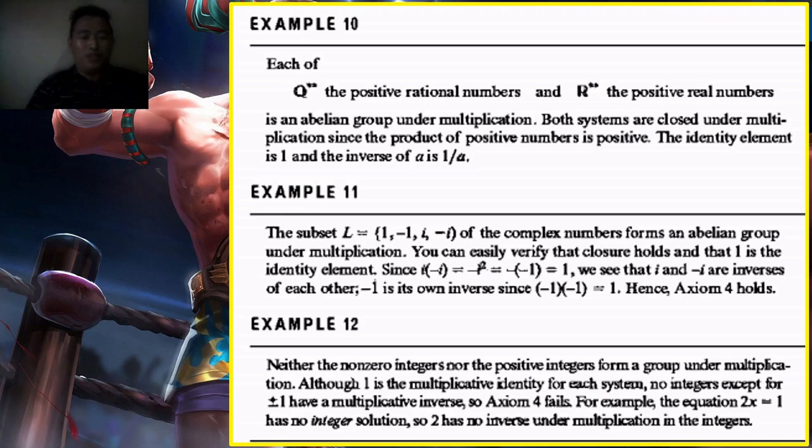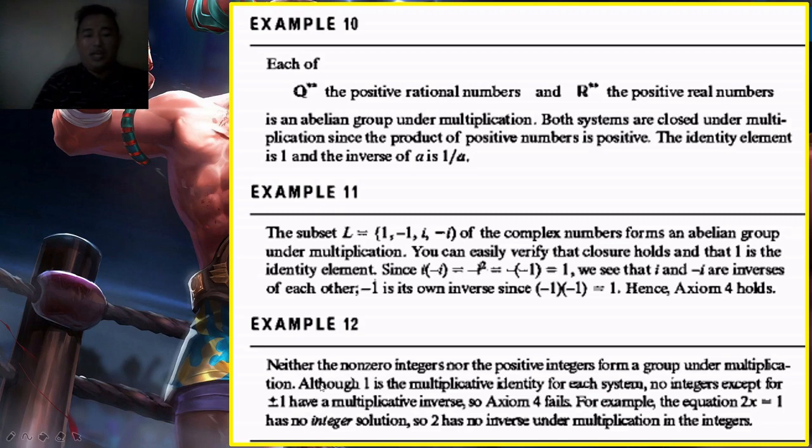Okay, class, example number 12. Neither the non-zero integers nor positive integers form a group under multiplication. So, non-zero integers, class, meaning apil ang negative nga mga integers, nor ang mga positive integers, dili sila group under multiplication. Although 1 is the multiplicative identity for each system, no integers except for positive and negative 1 have a multiplicative inverse.